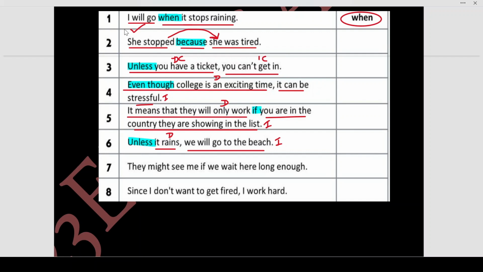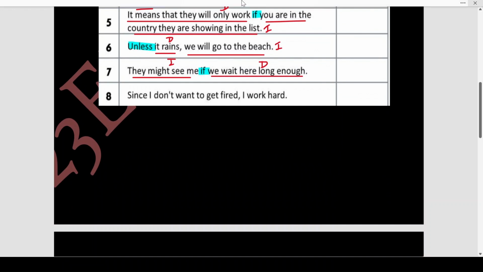Okay. Next, they might see me if we wait here long enough. They might see me. We wait here long enough. Now these two sentences, which one makes sense on its own? They might see me makes sense on its own. So this is the independent clause. If we wait here long enough doesn't convey any sense. So this is a dependent clause. And these two are joined by your subordinating conjunction if. They might see me if we wait here long enough. Okay. Now, the eighth one.